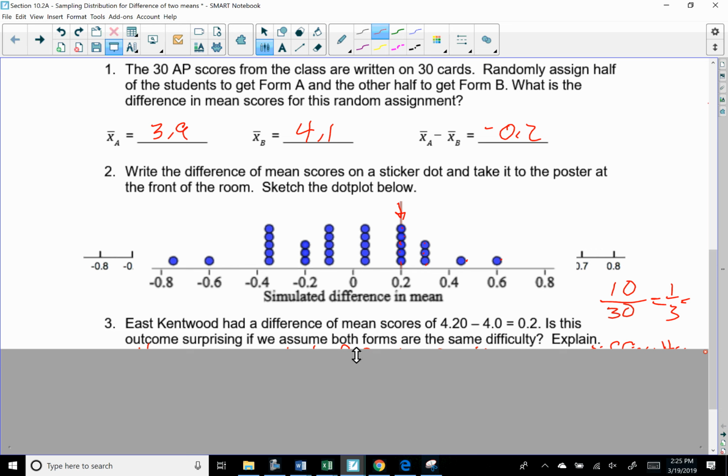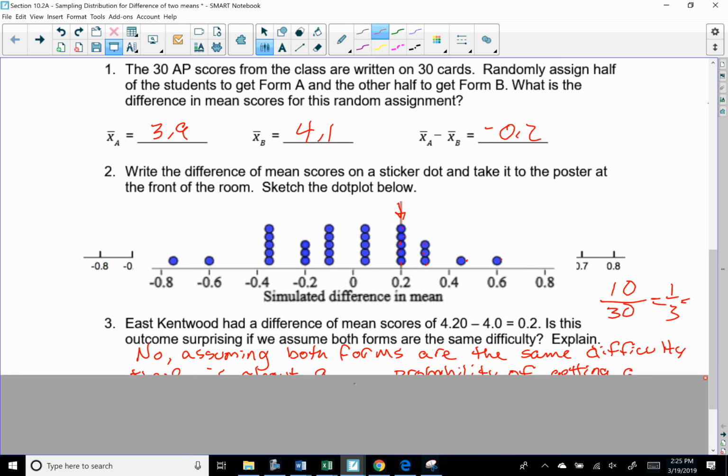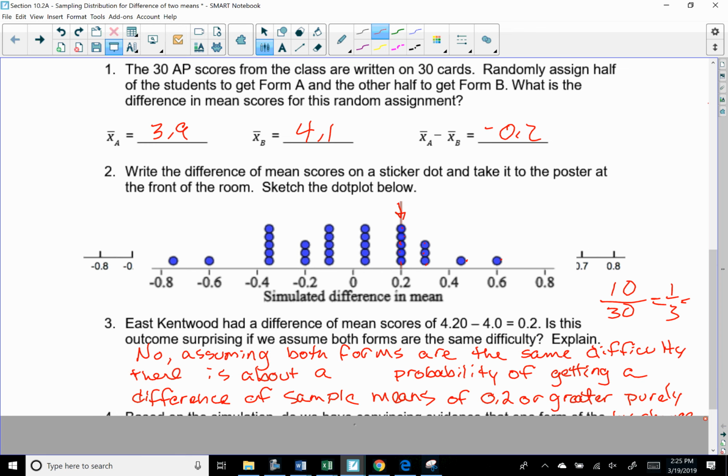If we didn't have that assumption that they were the same difficulty, we wouldn't be able to do the simulation this way. But in doing so, and taking 30 samples and taking the sample means from each one, we can say that assuming both forms are the same difficulty, there is about a 0.33 probability of getting a difference of sample means of 0.2 or greater purely by chance.